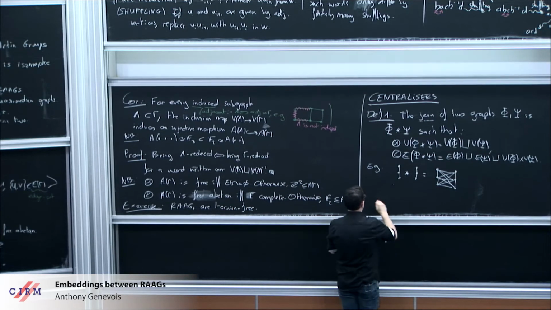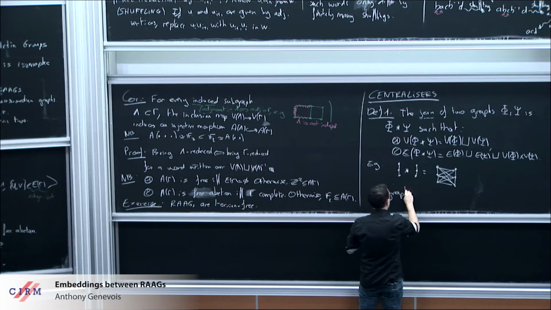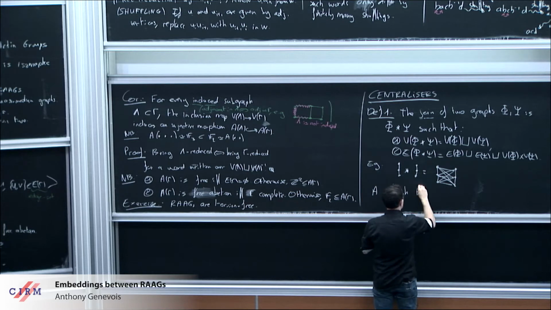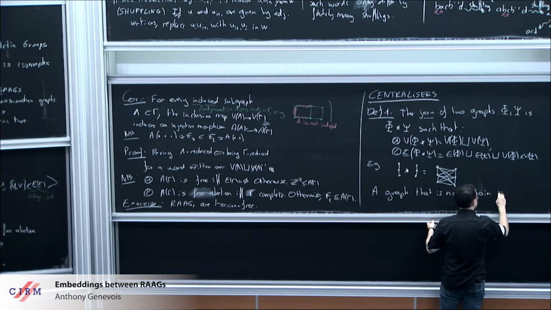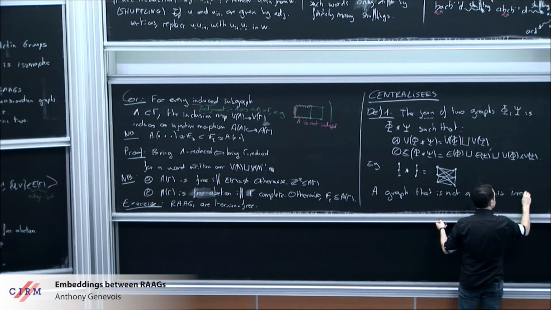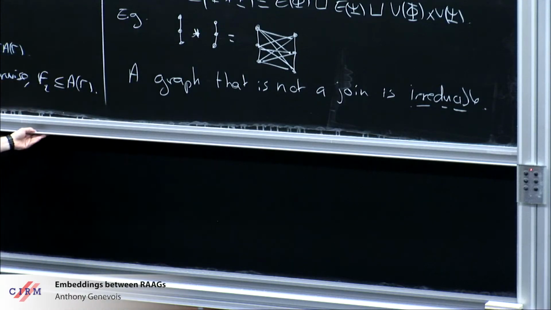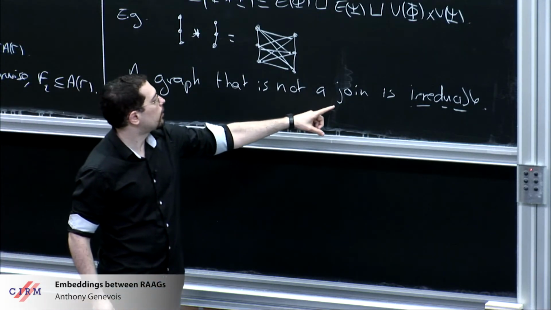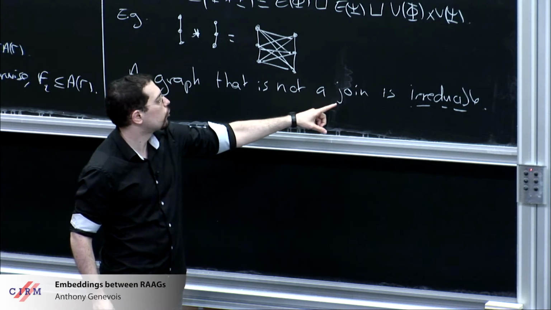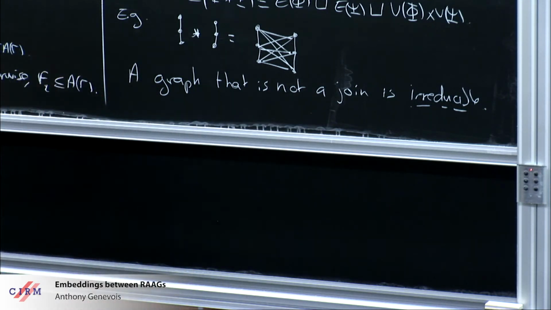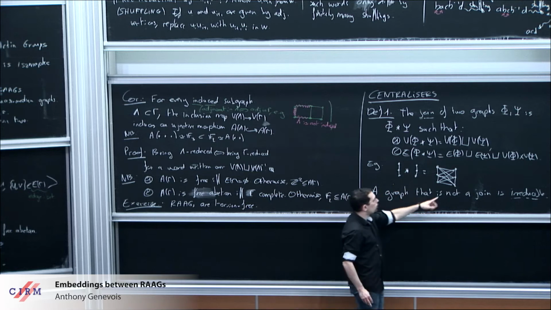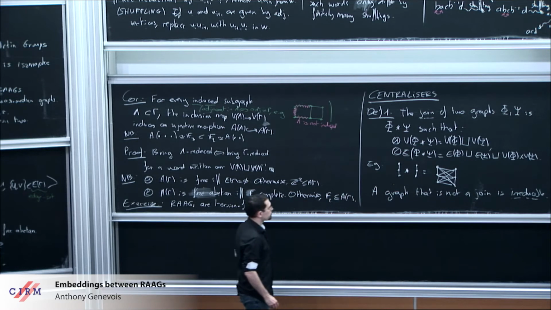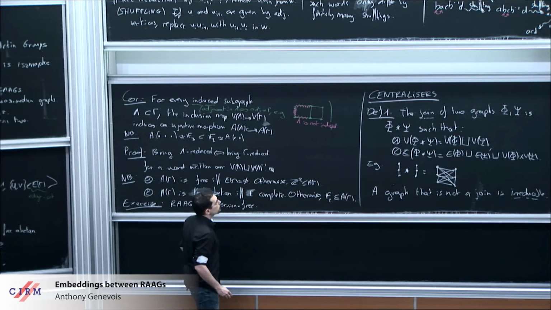So, a graph that is not a join is irreducible. When I say that it's not a join, what I'm saying is that it's not a join in a non-trivial way. A graph is always a join with the empty graph, but it's not really interesting. So a graph that is not the join of two non-empty graphs is irreducible. Okay, so this is the first definition.